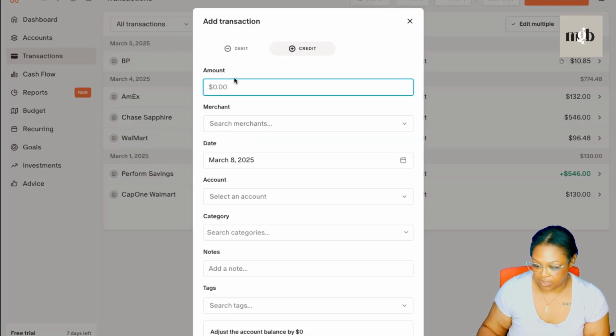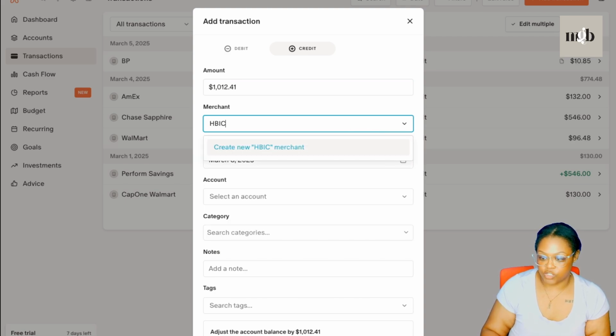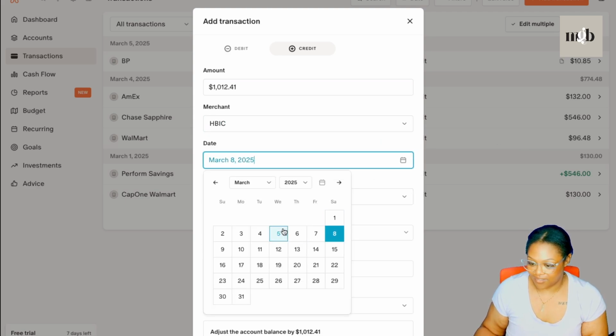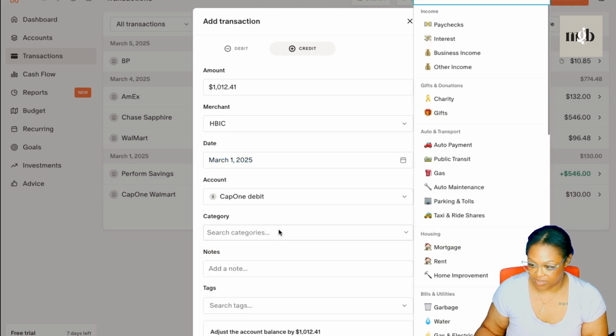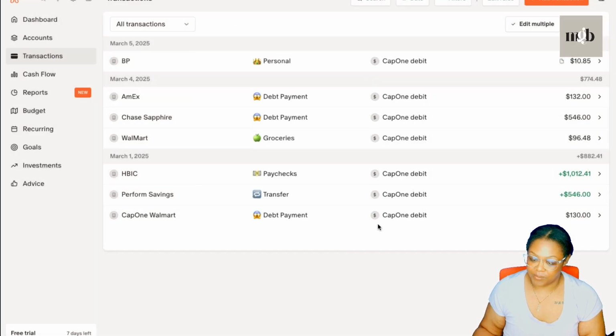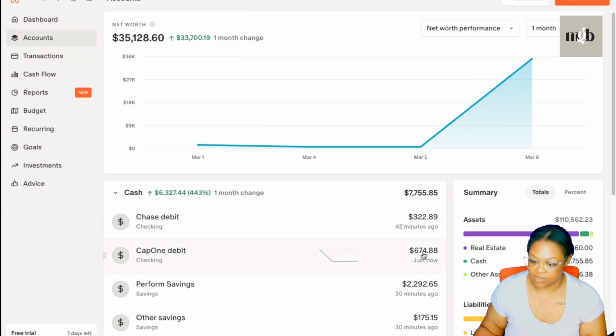So I'm a credit, and I have my paycheck split up. So this portion was 10/12/41. I'm gonna call my job. So I need my job name. On the 1st to my Capital One paycheck. Period. Okay, now let's go to accounts and see what is my balance.